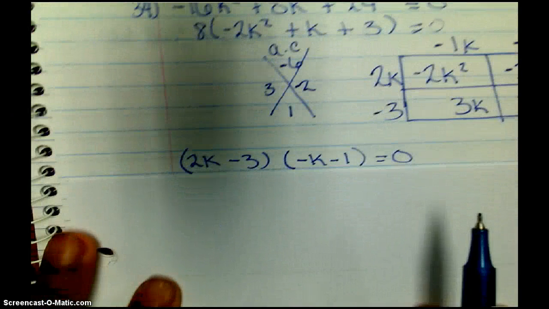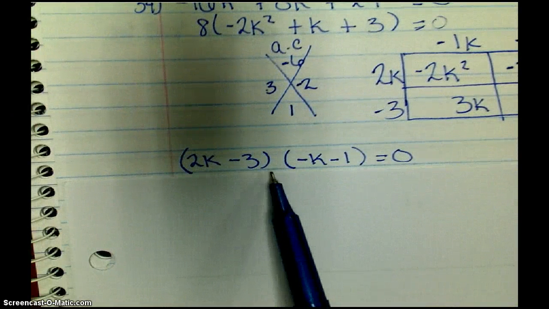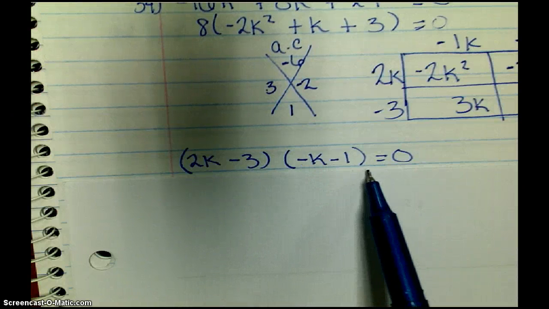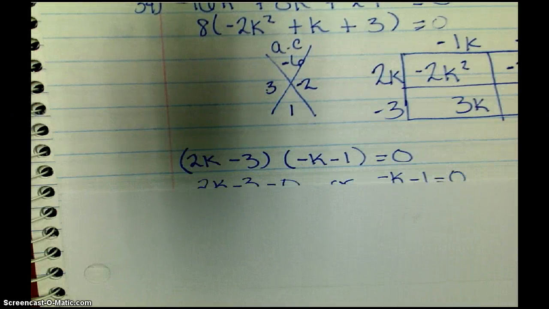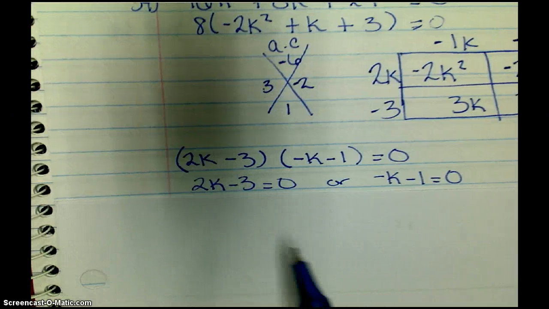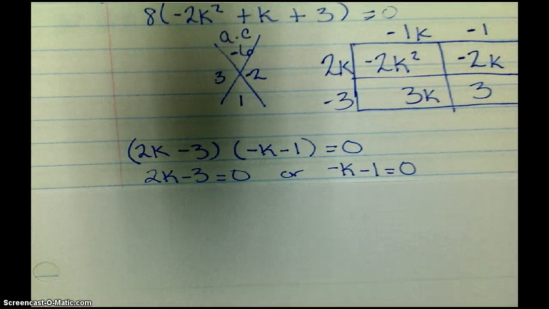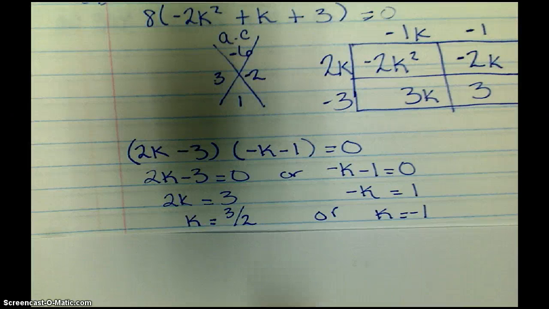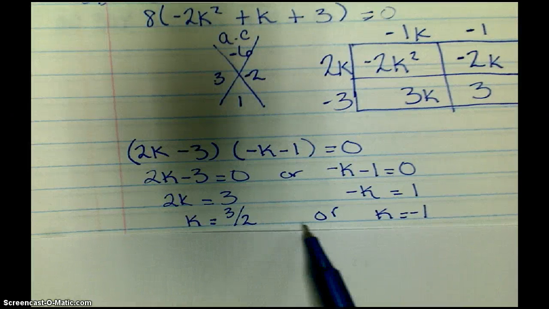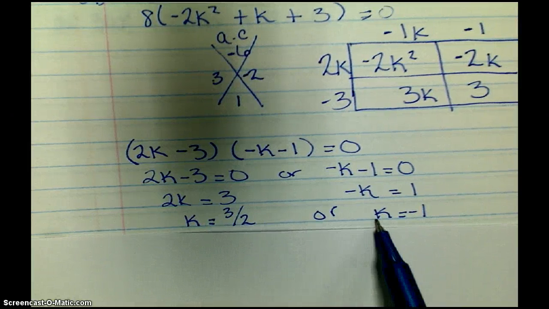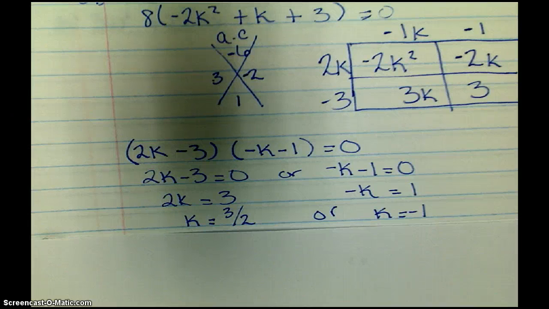When I factor it, I have 2k minus 3 times negative k minus 1 equals 0. I set each term to 0 and solve. I'm going to get k equals 3 halves, or k equals negative 1.